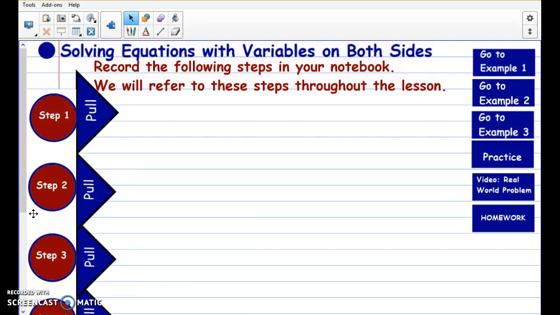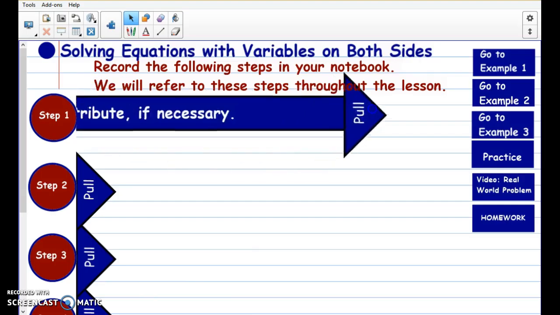So it's kind of a continuation of last lesson. You're still solving for x or y, whatever they want you to solve for, except now there are going to be two variables, and they're going to be on opposite sides of the equal sign. So that's what it means by solving with variables on both sides. We've got some steps to go over.